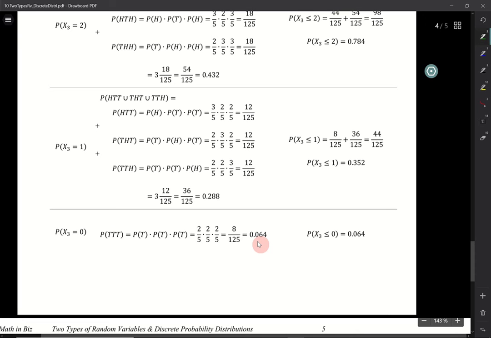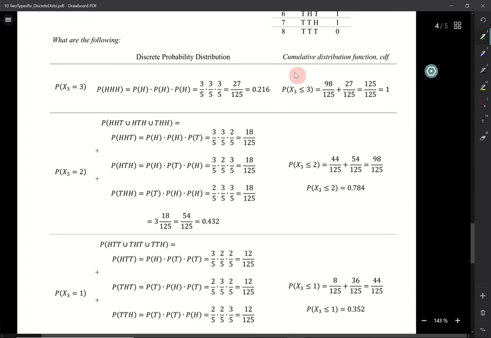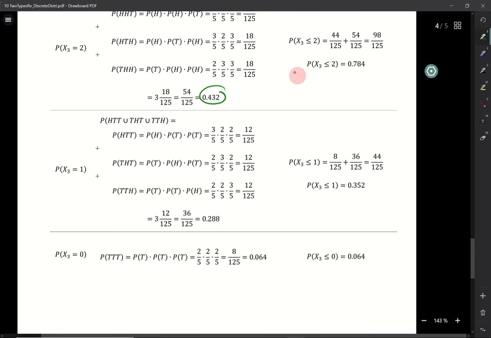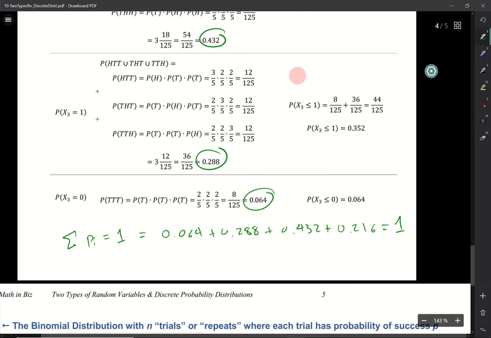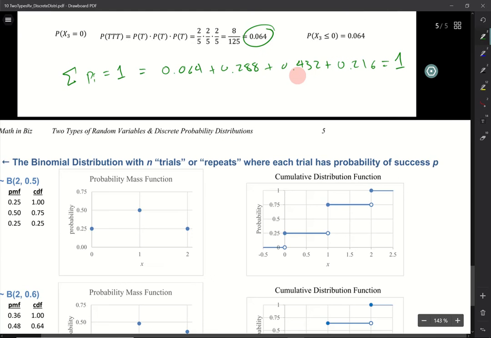And by the way, these probabilities all sum to 1. So if you sum up the probabilities, that equals 1. We should have 0.064 plus 0.288 plus 0.432 plus that other one, 0.216. Those should all add up to 1. That's how you have a probability distribution.